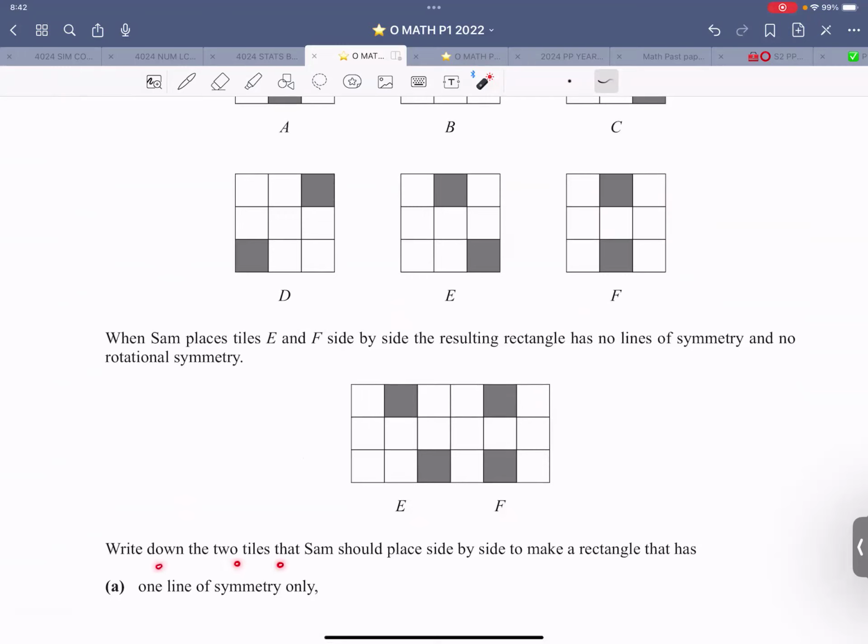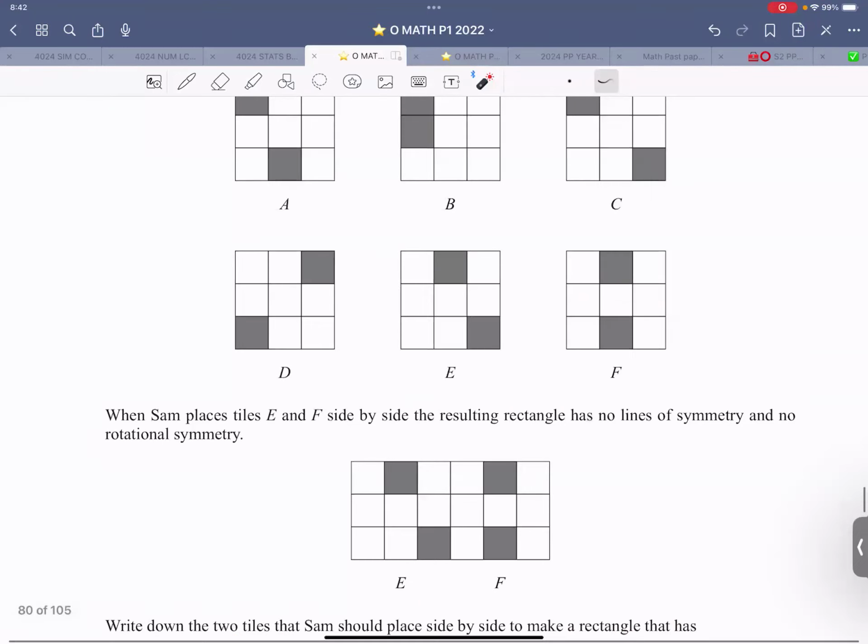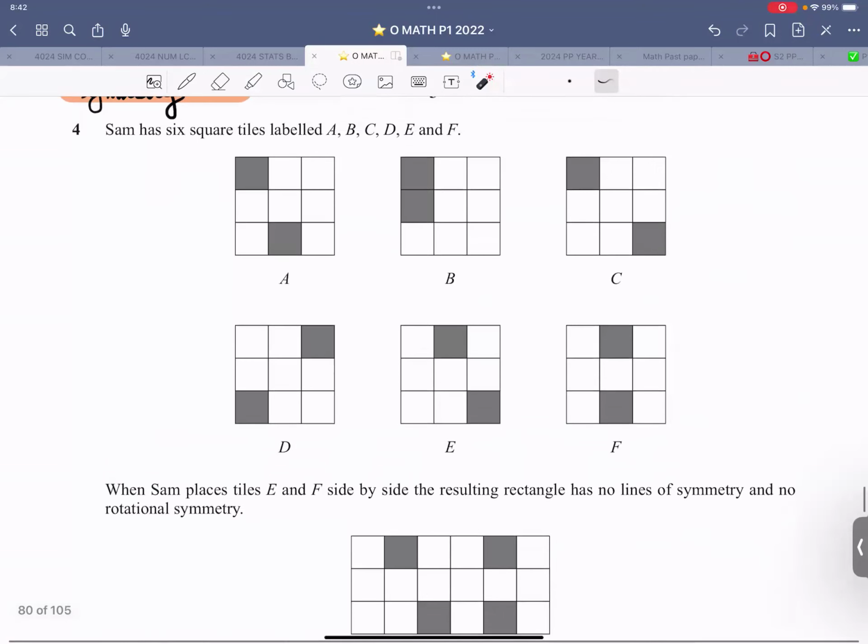Write down the 2 tiles that Sam should place side by side to make a rectangle that has 1 line of symmetry only. Let me try out A and B. I don't think it would work. A and C won't work. B and C won't work. Let me try out C and D. C and D is like a rotation kind of thing, so not right now. D and E, no. And what about E and F? No.